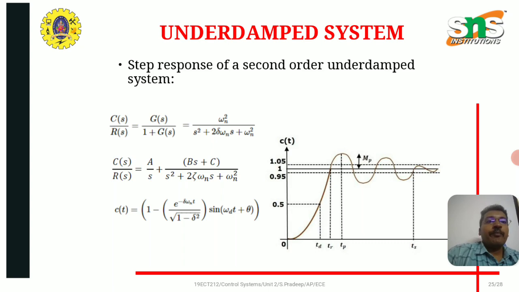Underdamped system. Step response of a second order underdamped system is given by C(s) by R(s) equal to omega square n divided by s square plus 2 delta omega n s plus omega square n. By taking partial fractions and inverse Laplace transform, we get c(t) equal to 1 minus e power minus delta omega n t divided by square root of 1 minus delta square into sine of omega d t plus theta.